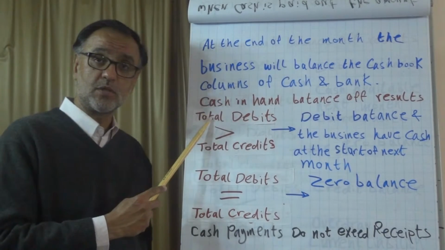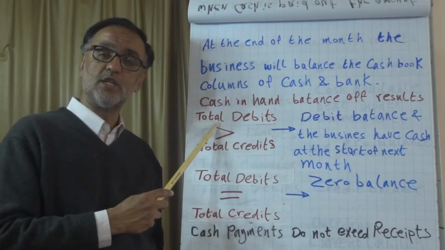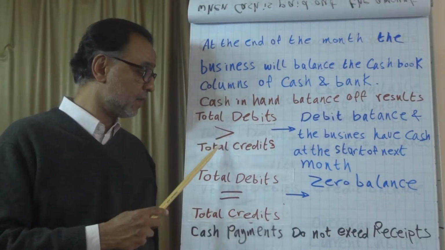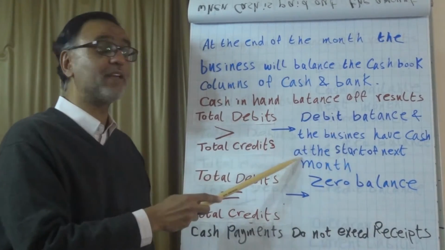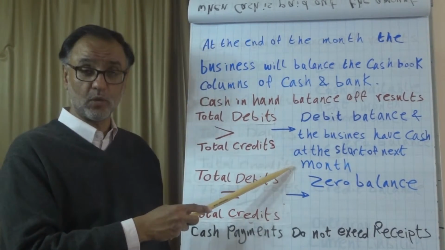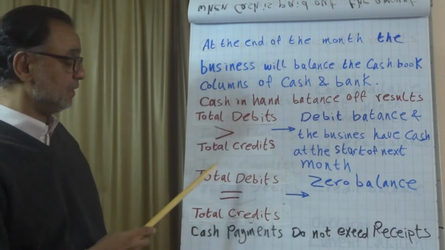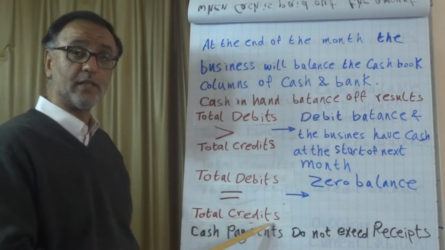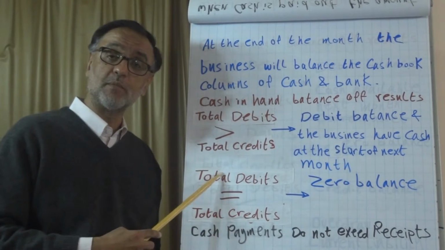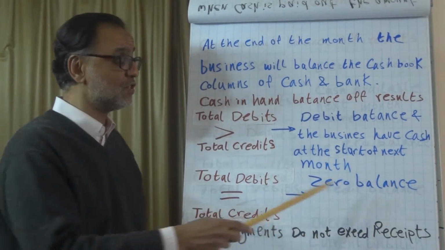We have total debits, including starting balance and all the receipts, greater than the total credits, which are the payments. This means that we have a debit balance and we have cash available at the start of the next period. If the cash in hand total debits equal the total credits, which means that the starting balance plus all the receipts is equal to the payments, then we have zero balance.